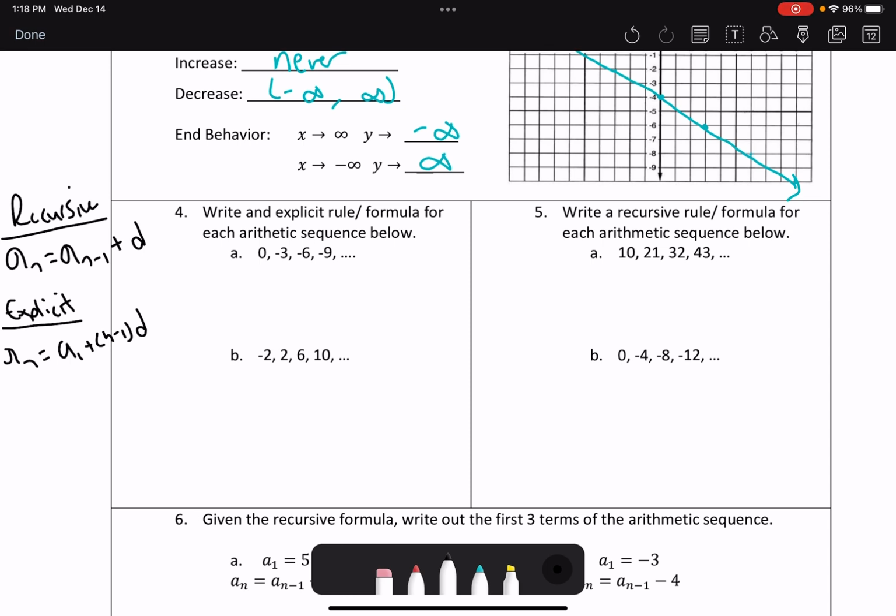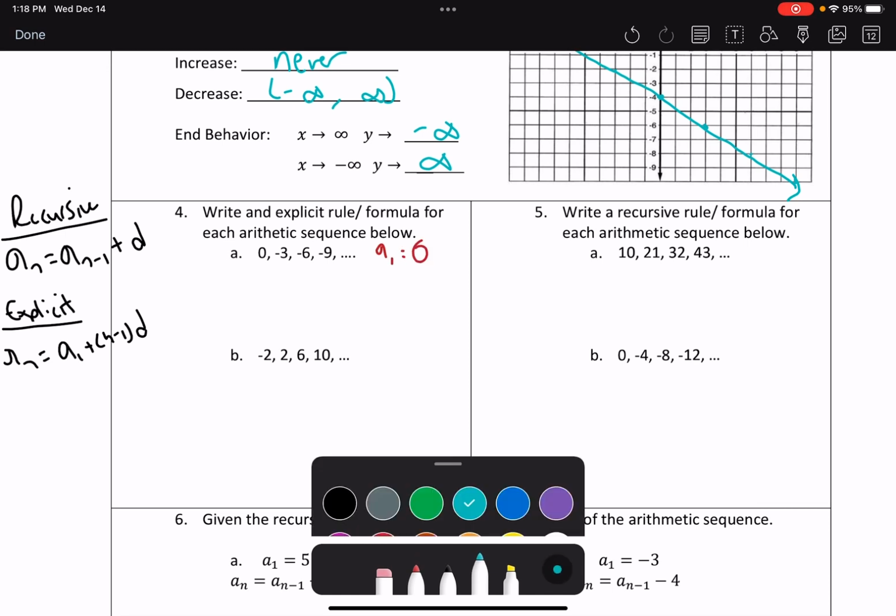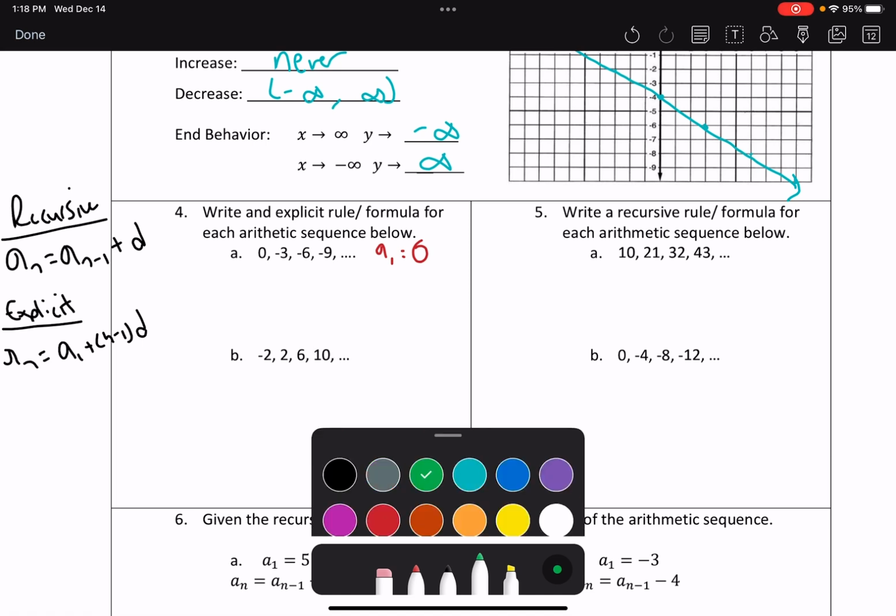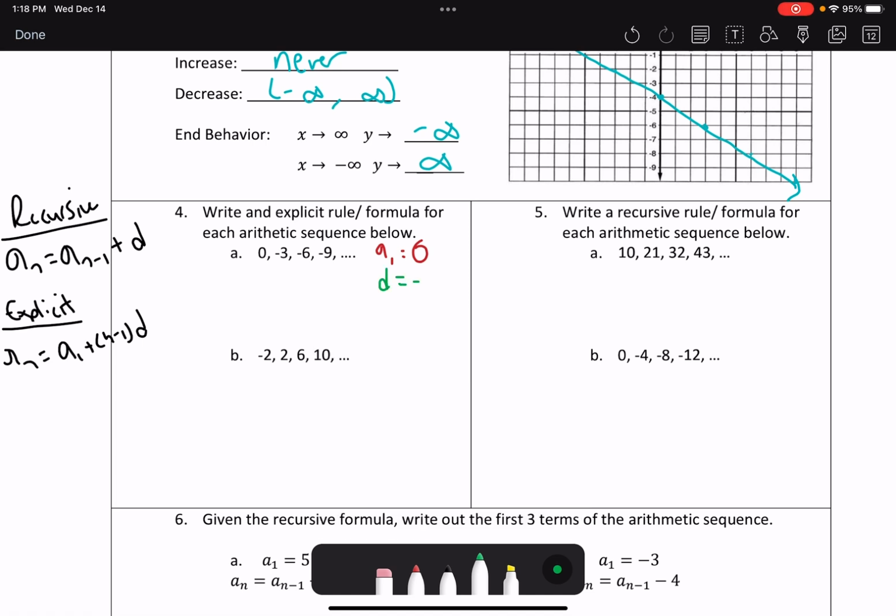So number 4 asks us to write the explicit rule for the following sequences. In order to do so, I need to identify 2 parts. I've got to identify my initial value and my common difference. So the initial value for A is 0. And the common difference for A is going to be negative 3, because each time I'm going down by 3.